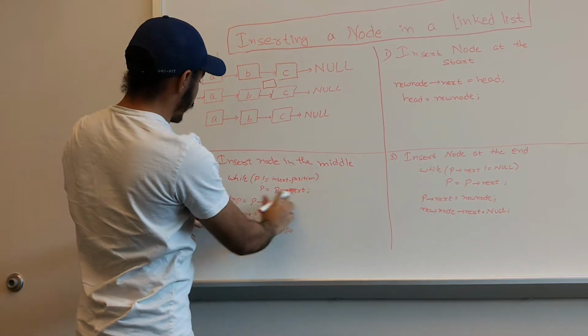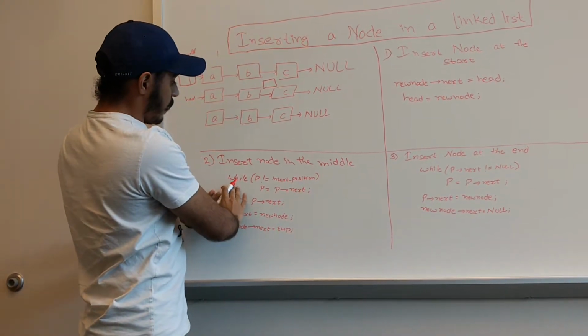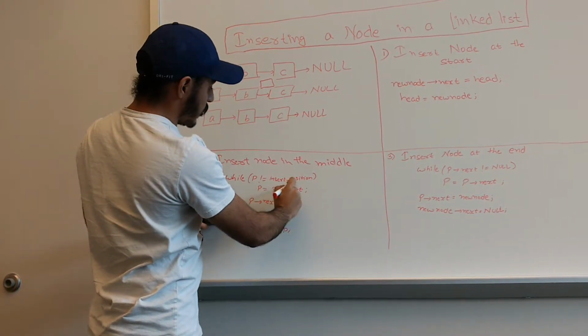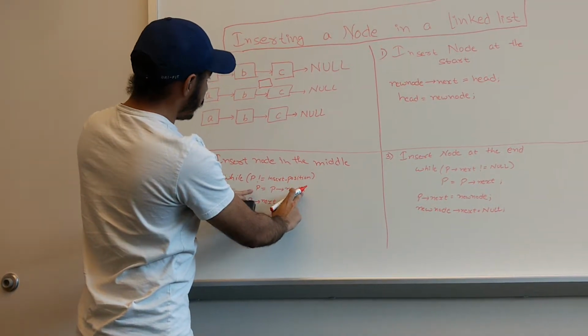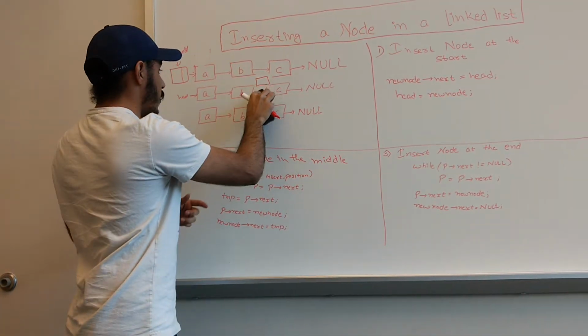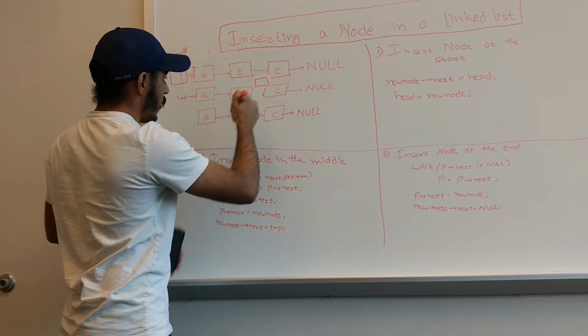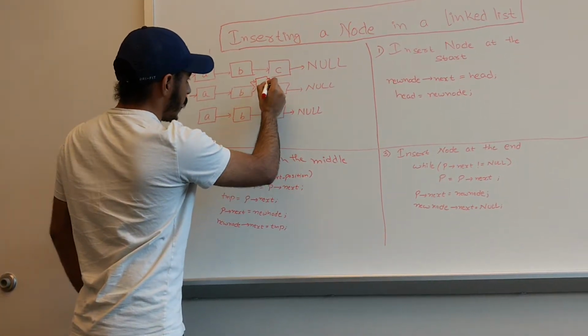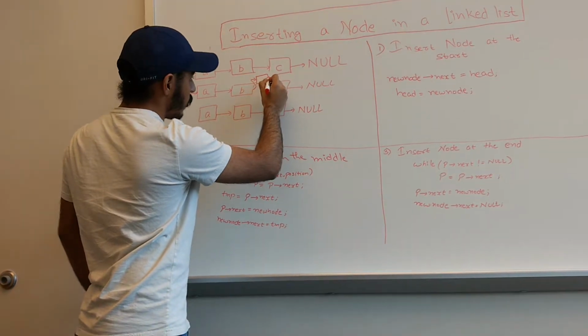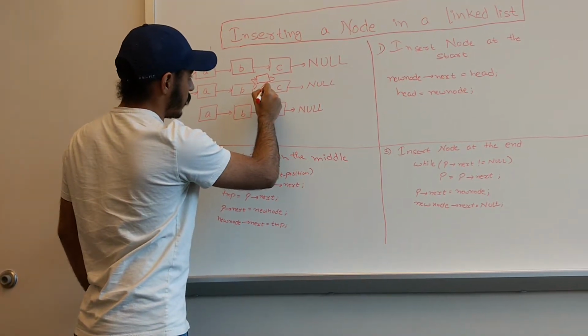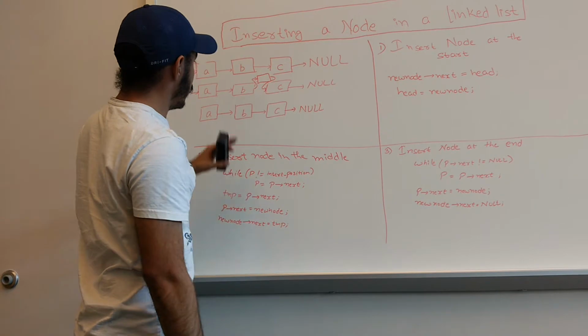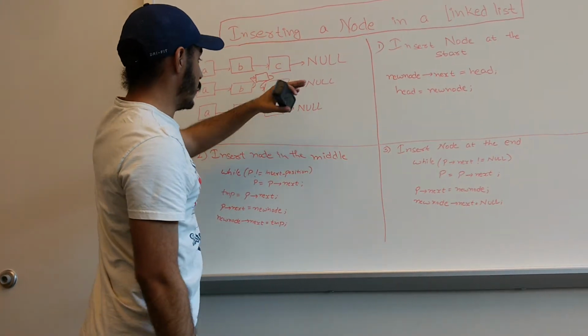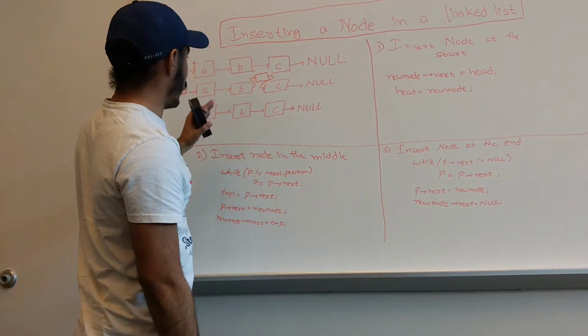So this is the code for it. We have a while loop here. While we do not reach the insert position, go to the next node, and once we do that, change the next pointer of this node to point to the new node that we just inserted, and then the next pointer of the new node to point to the next node in the linked list. So in this way, we can insert a node in the middle of the linked list.